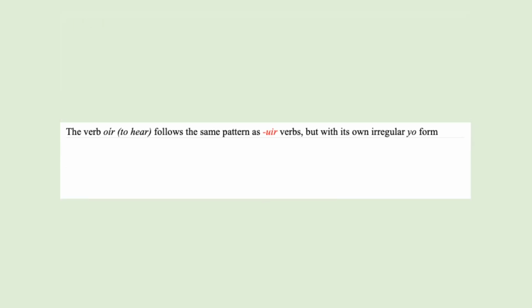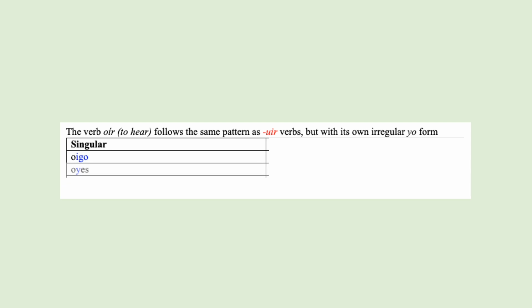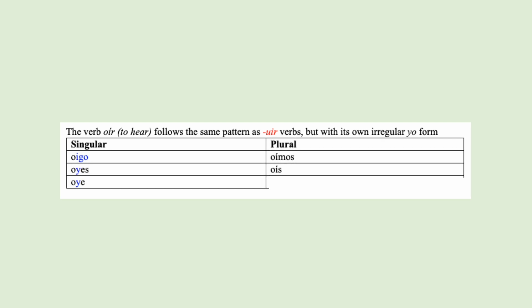The verb oír follows the same pattern as uir verbs, but because it is also a go verb, it has its own irregular yo form. Oigo, oyes, oye, oímos, oís. So no spell change for the nosotros and vosotros forms again. And oyen.